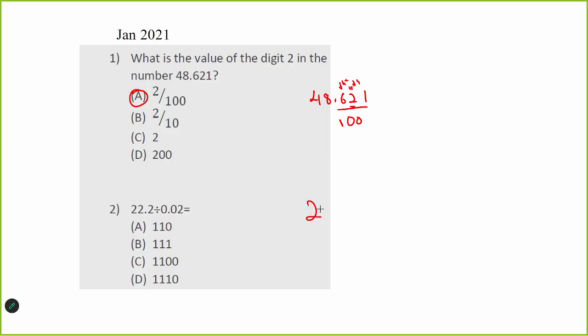This one, 22.2 divided by 0.02. If anybody here recalls, when we're dividing decimals, you make the divisor, that's the number we're dividing by, a whole number. So you shift it 1, 2. If you shift this 2 places underneath, you have to shift it 2 places on top, 1, 2. So this will become 2,220 divided by 2, which is 1110. So D is the answer.